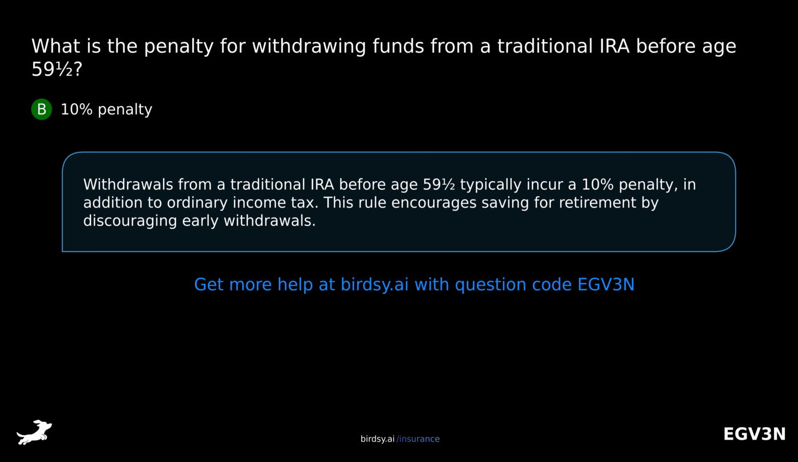Withdrawals from a traditional IRA before age 59 and a half typically incur a 10% penalty, in addition to ordinary income tax. This rule encourages saving for retirement by discouraging early withdrawals.